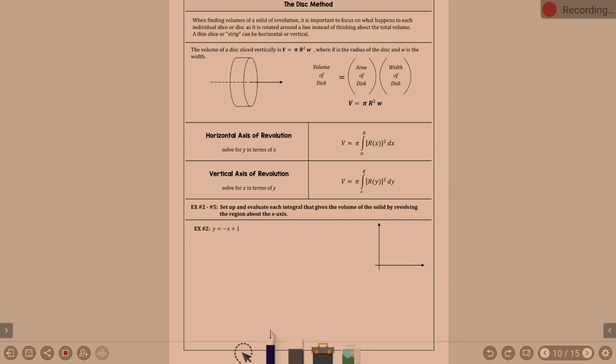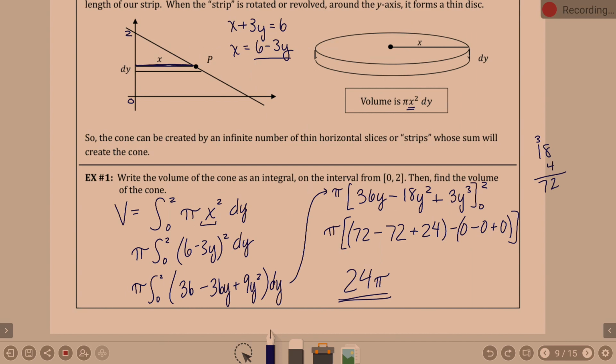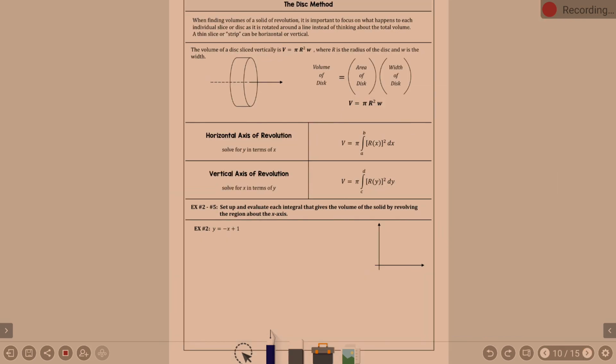So specifically, what we just did was the disk method, because we rotated this rectangle around and it made a solid disk. You're not even supposed to know about the washer method yet, but solid disk, no holes in the middle. So that's what we're talking about here with the disk method. When finding volumes, it's important to focus on what happens to each individual slice or disk as it's rotated around a line instead of thinking about the total volume. A thin slice or strip can be horizontal or vertical. We just looked at the horizontal. We had to work in terms of y.